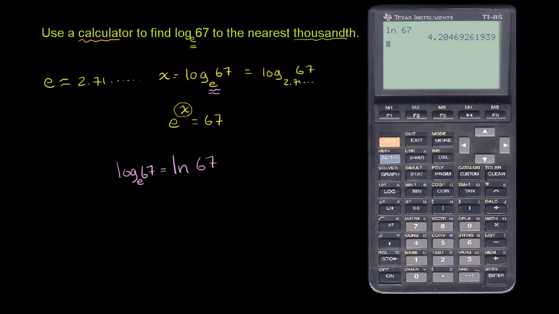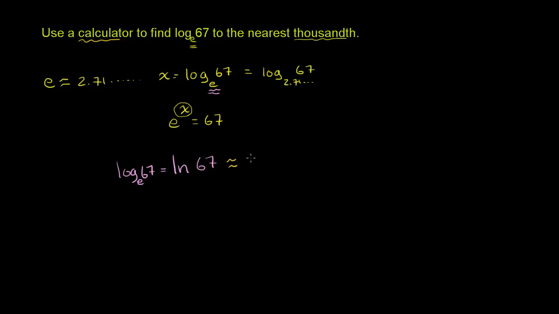So we get 4.20469, and we want to round to the nearest thousandth. So this is the thousandths place right here, this 4. The digit after that is 5 or larger. It's a 6, so we're going to round up. So this is 4.205.